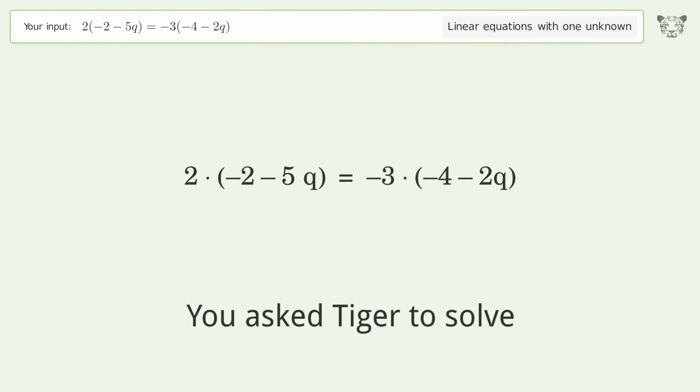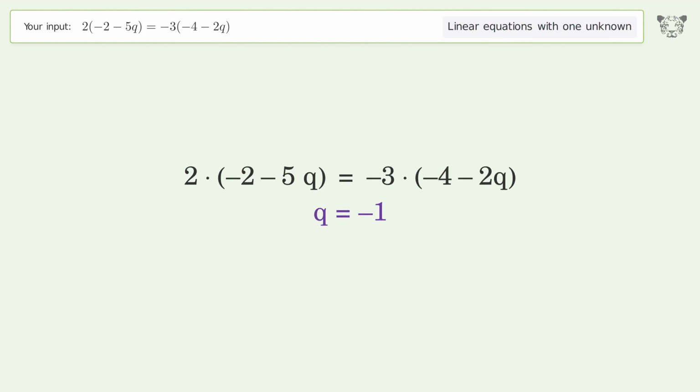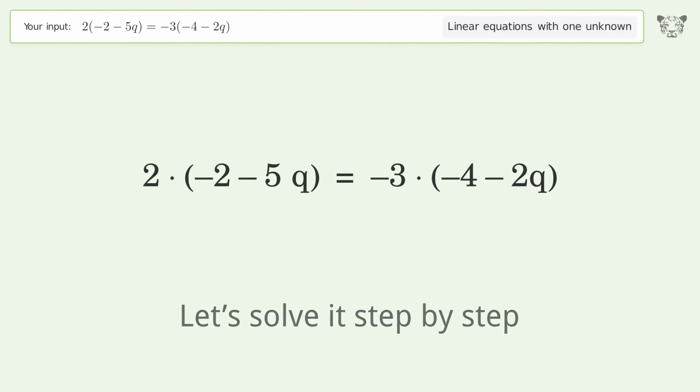You ask Tiger to solve. This deals with linear equations with one unknown. The final result is q equals -1. Let's solve it step by step.